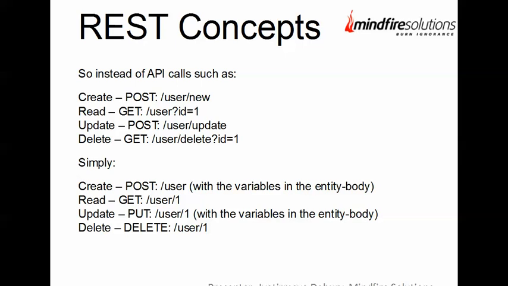Now read means it's the get, fetch the record, and the URL will look like user slash the ID, user slash 1, any user ID. For update, again, the URL will look like user slash user ID, and it will be a put method. If it's a put method, it means it will try to update a specific record. And similarly for delete, the HTTP method should be delete, and the URL will look like user slash user ID.